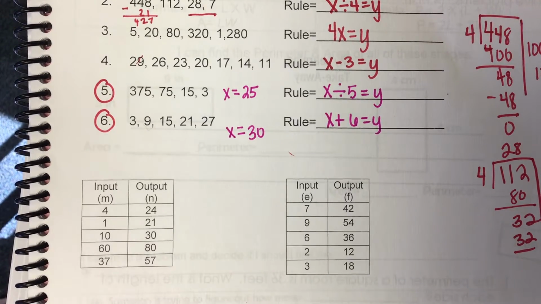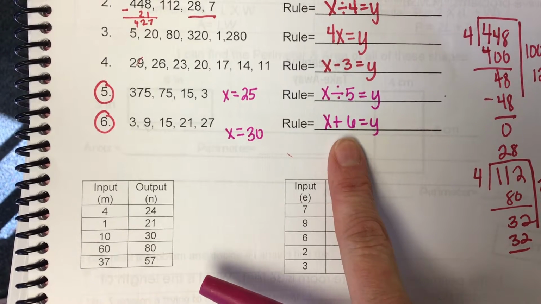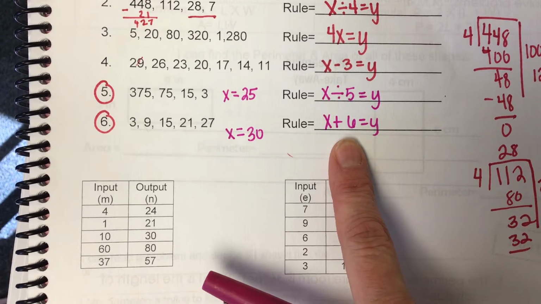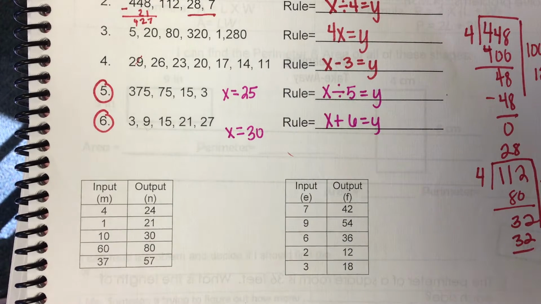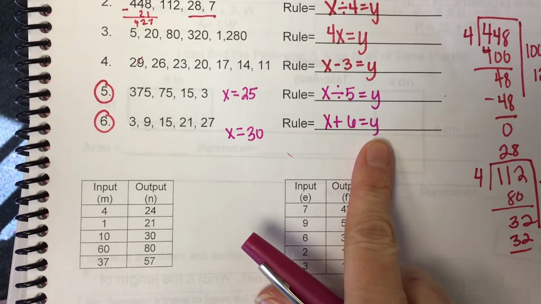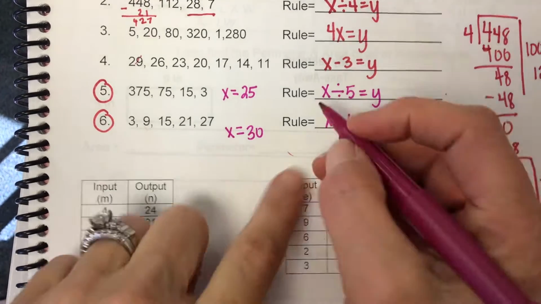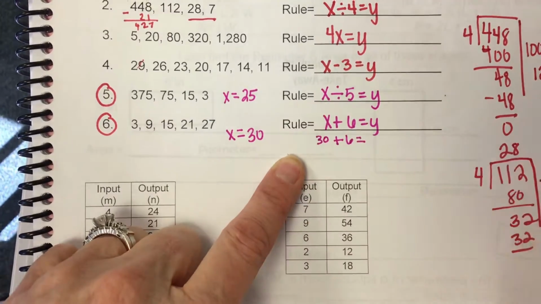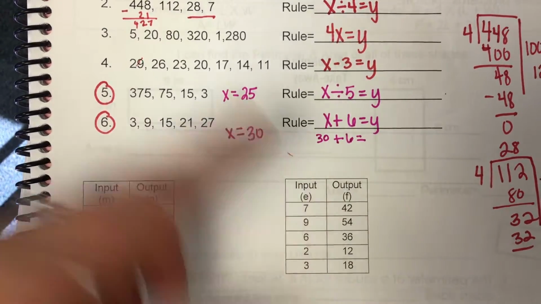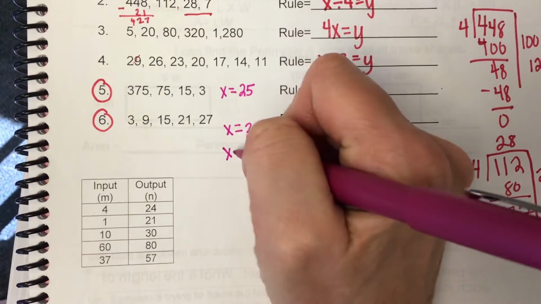Trace. You're looking at the other one. The rule is X plus 6 equals Y. So if X is equal to 30, what is my Y? So that you can actually trace, just literally replace the X with the number. And then what would the Y be? 36. Okay? So what if my X was 10?